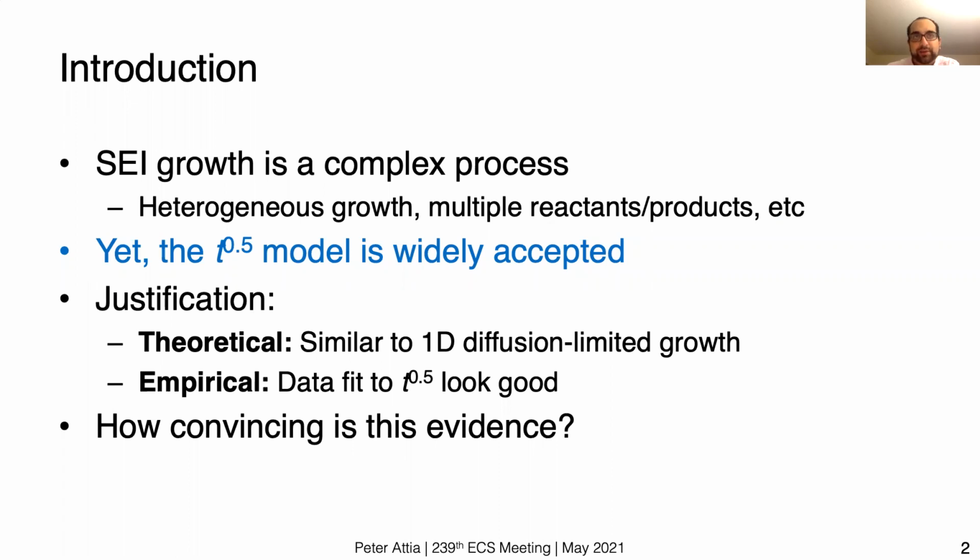The first is theoretical. So SEI growth has some similarities to one-dimensional diffusion-limited growth. And the second is empirical. The fits to data often look good. So if you look at a typical capacity fade curve, it'll roughly correspond to the 1/2 growth. The question we're after in this work, though, is how convincing is this evidence? So both theoretically and empirically, can we trust the 2 to the 1/2 model to describe SEI growth?